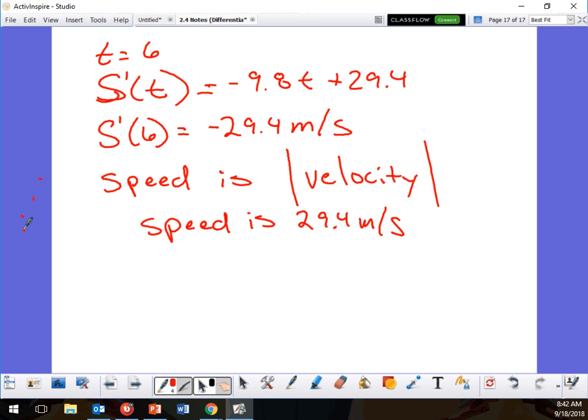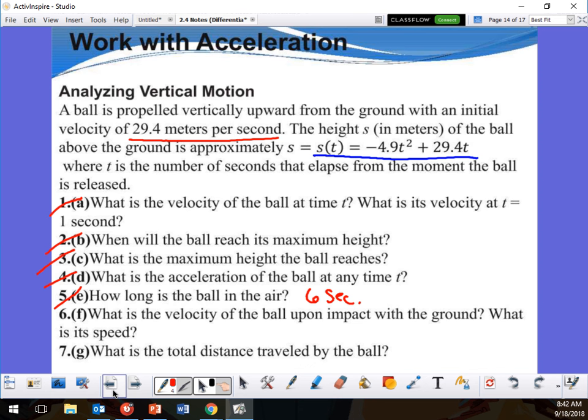So, all right. Where are we at? Impact of ground. What is the speed? Velocity. Okay, so what is the total distance traveled by the ball? On this one, I need to find the distance. All right, I know it went up, right? Okay, so now think of it like this.